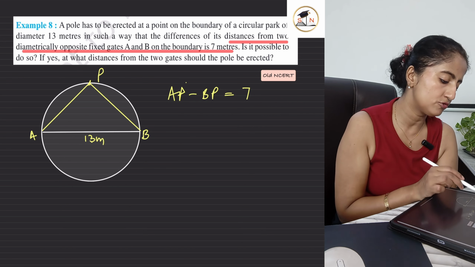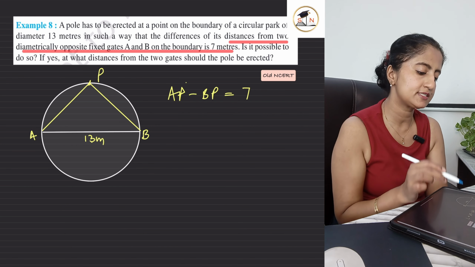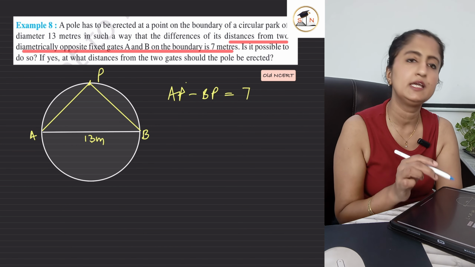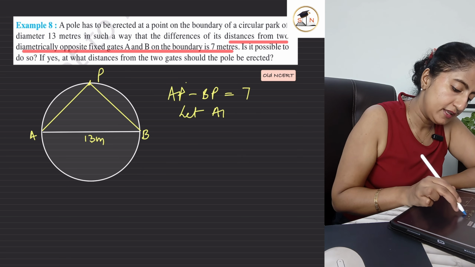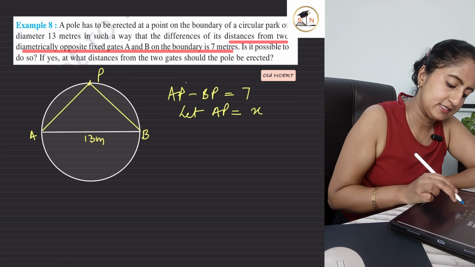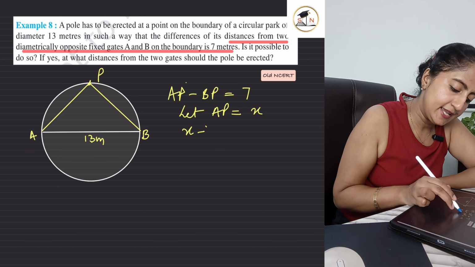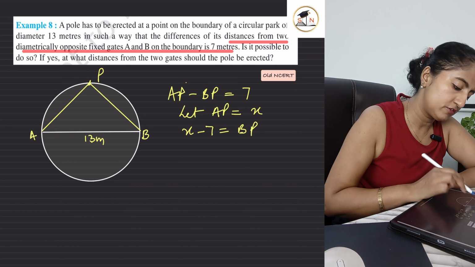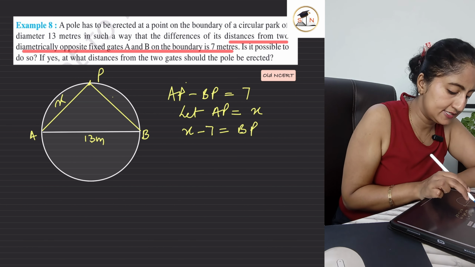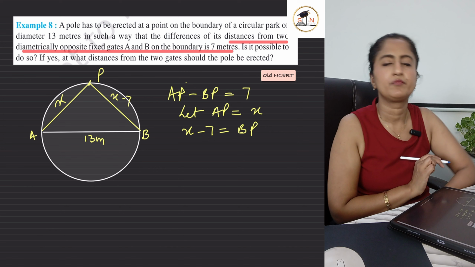Now, is it possible to do so? If yes, at what distance from the two gates should the pole be erected? What I will do, let AP equals x. So what do we get? x minus 7 equals BP. I'll mark that on the figure. This is x, this is x minus 7.